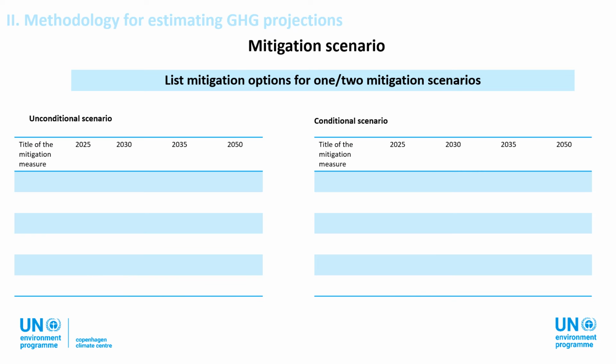Next step is the development of the mitigation scenario. Before starting to use GACMO for the mitigation scenario, we recommend the user to formulate the list of mitigation options for one or two mitigation scenarios. Frequently, it would be two mitigation scenarios, unconditional scenario and conditional scenario. It is important for the user to develop the list of mitigation options for each one of the mitigation scenario by the years of the projected period.